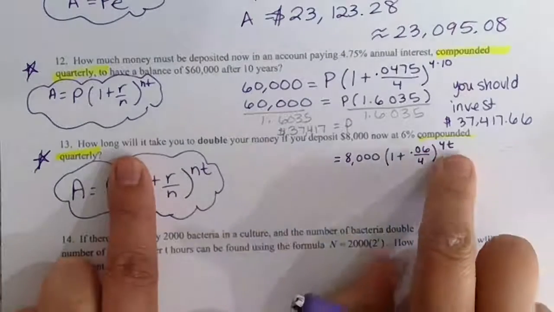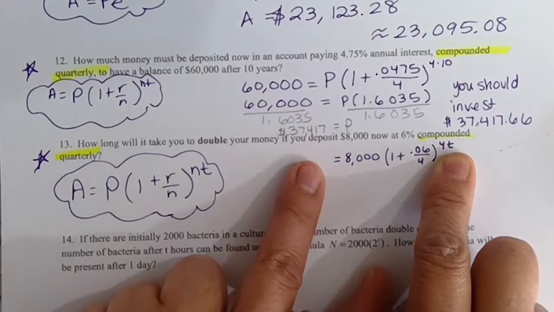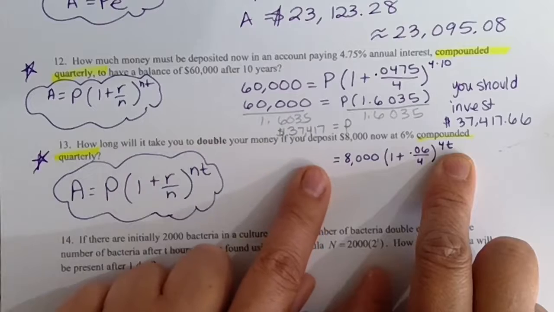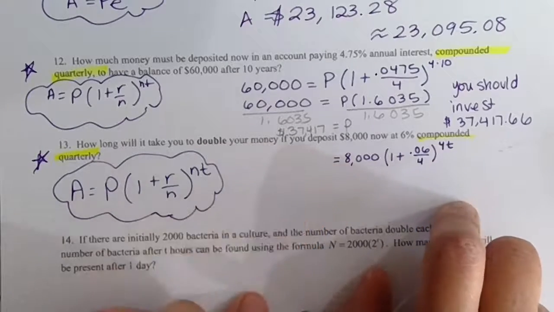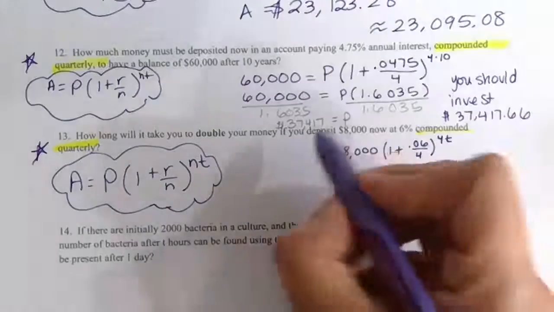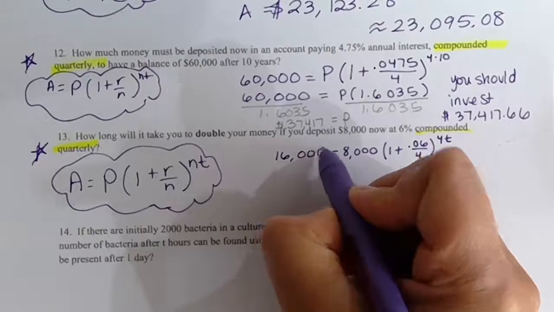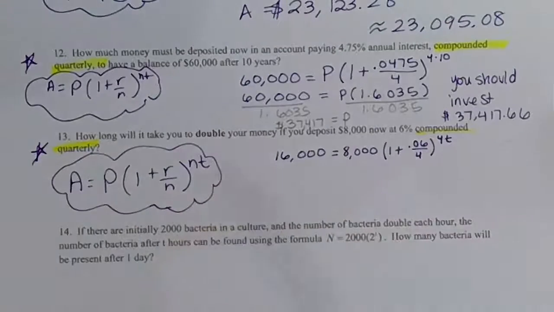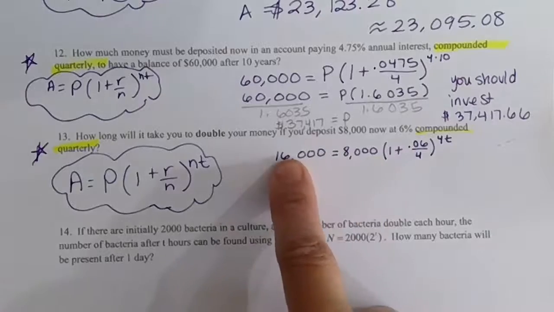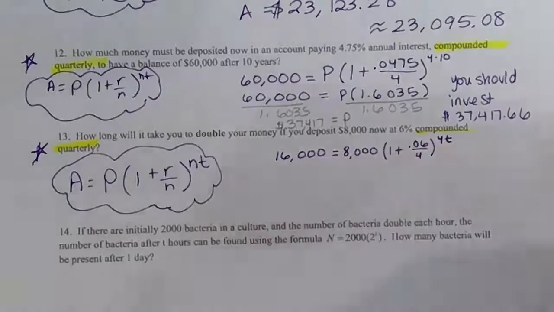Well, I can't have two variables. I can't have this one here and another variable here. How long will it take you to double your money? You actually know how much money you're going to end up with. How much money would you end up with if you're going to double your money? Yeah, 16,000. So this is your equation right there. You invest 8,000, you want to double it, so you end up with 16,000, 6% interest rate compounded quarterly. Okay, so there's your problem.